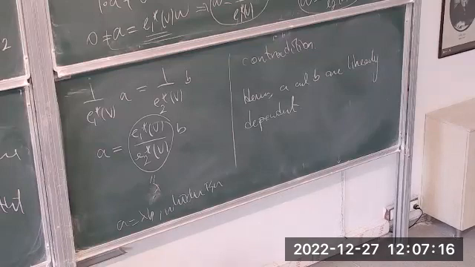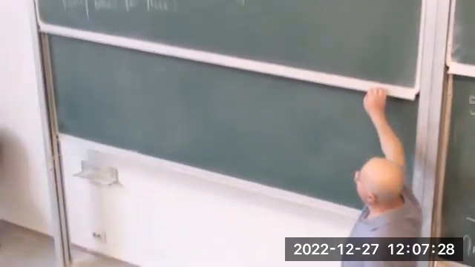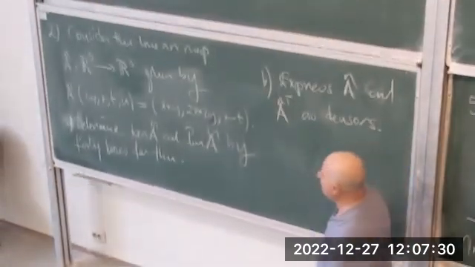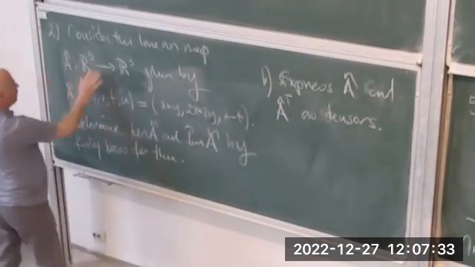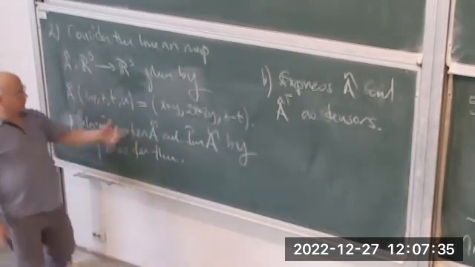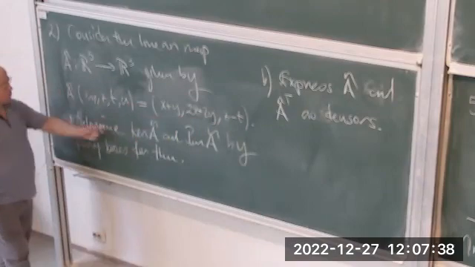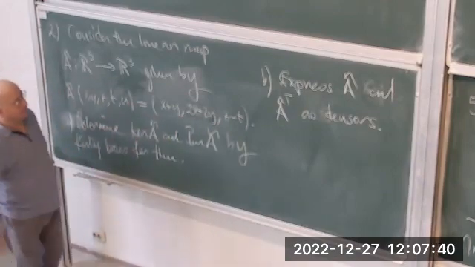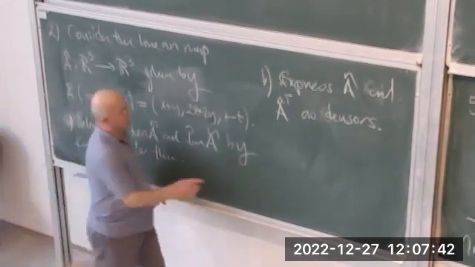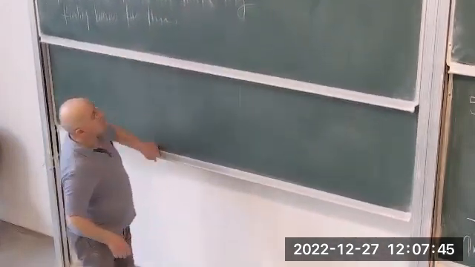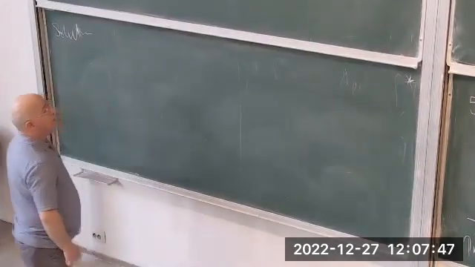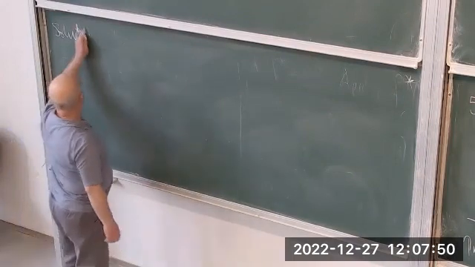Okay, so let's start. That's the problem. We went from R5 to R3 given by this formula. We would like to determine kernel and image by exhibiting a basis for them, and then we will express A transpose as a tensor.